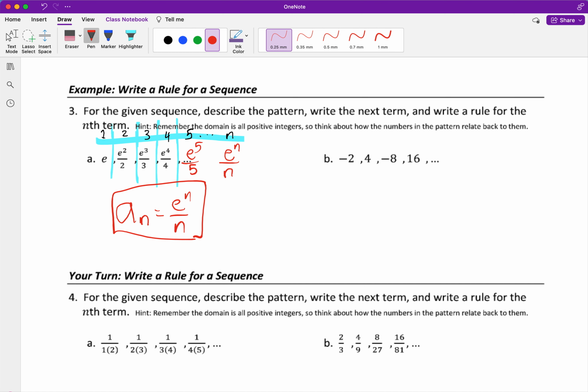All right, the next one. My first thing is I would try adding, right? So if I did 2 plus 2, that would be 4, but if I did 4 plus 2, well, that's not going to equal -8.